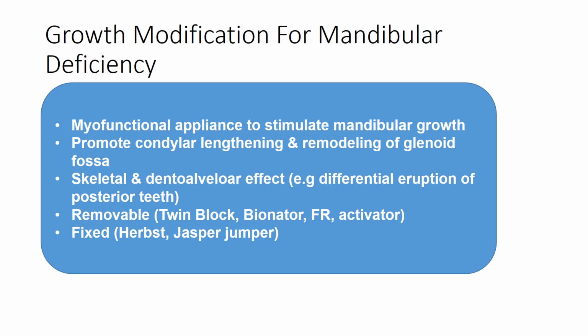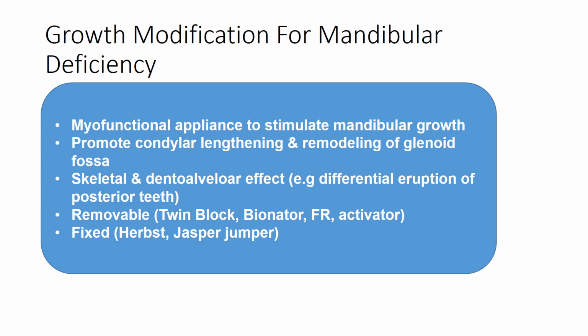Now, for mandibular deficiency, normally growth modification is undertaken via use of myofunctional appliance to stimulate mandibular growth. Now, this promotes condylar lengthening and remodeling of glenoid fossa. The effect of this is both skeletal and dentoalveolar effect. The dentoalveolar effect involves differential eruption of the posterior teeth.